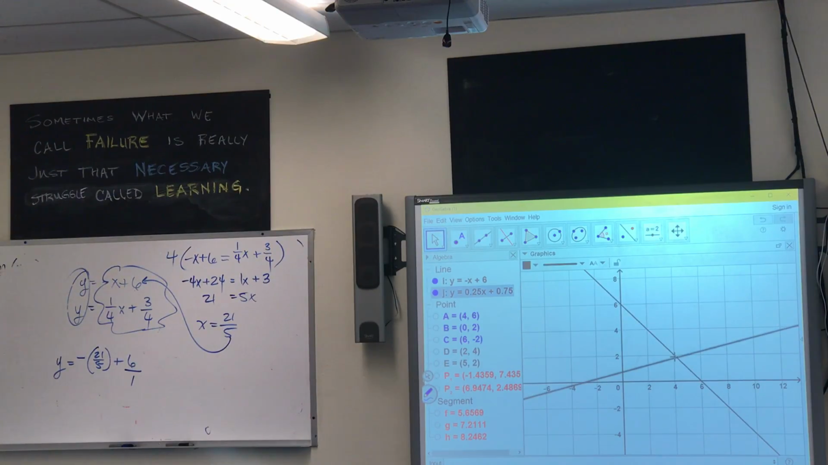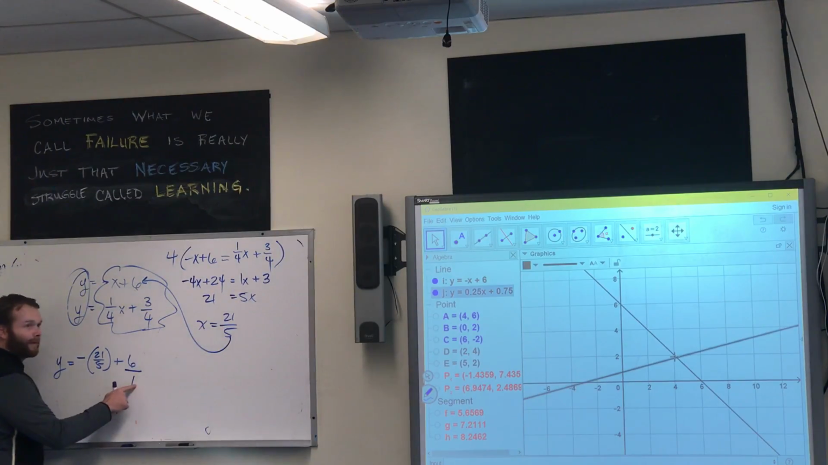Numerators? 5. Never mind. So 5. So multiply all together, I get 5, right? So I want to make this 1 of 5. How do I make that 1 of 5? Multiply by 5.